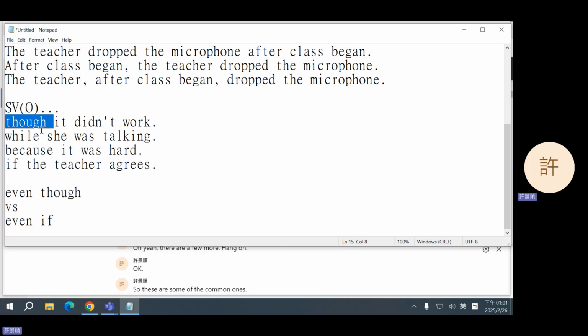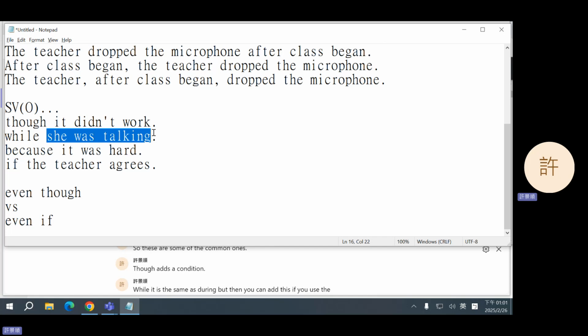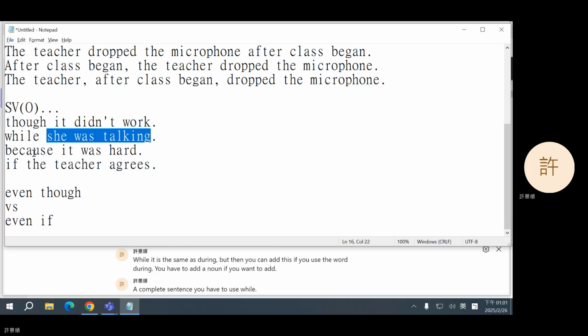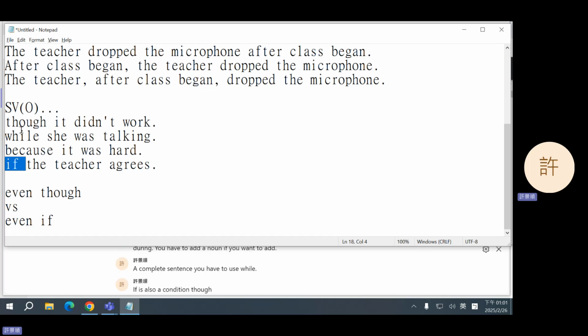Though adds a condition. While is the same as during, but then you can add this. If you use the word during, you have to add a noun. If you want to add a complete sentence, you have to use while. If is also a condition. Though is what we call a counterfactual, which means it's different from what you first think.